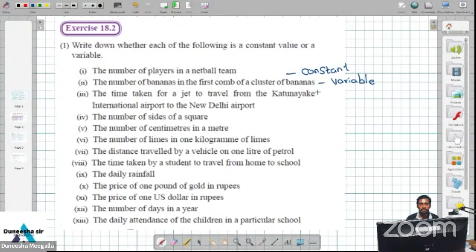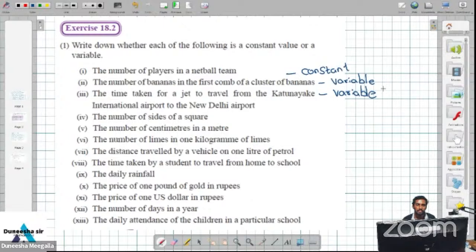Then the third one, what is the answer for the third one? The time taken for a jet to travel from Katunayaka International Airport to the New Delhi Airport. Is it a variable time or constant time? Jet එකට වේගෙන් යන්න පුළුවන්, හෙමින් යන්න පුළුවන් නේද? Variable. It's a variable because a jet can go faster or slower.